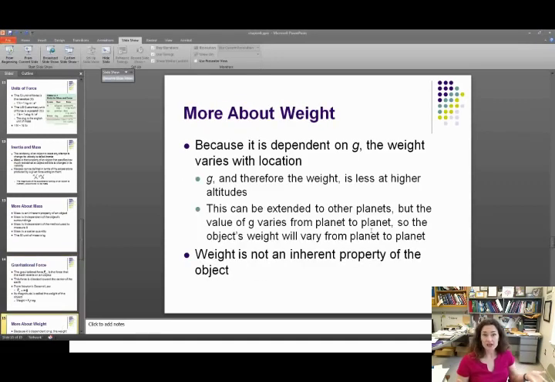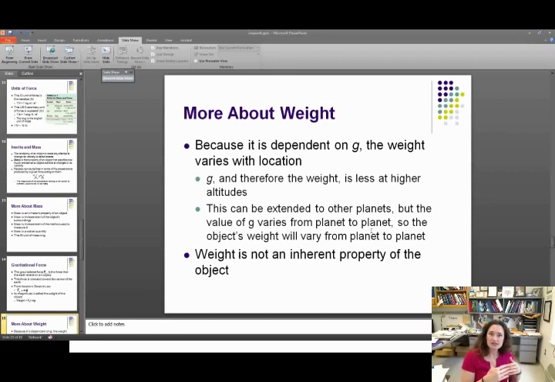Now, your weight can change. Your weight can vary with location. It doesn't change much, but as you go up in altitude, as long as you're still on planet Earth, it might change by as much as 1% or so, depending on how high up you are. Therefore, weight is not an inherent property of the object.